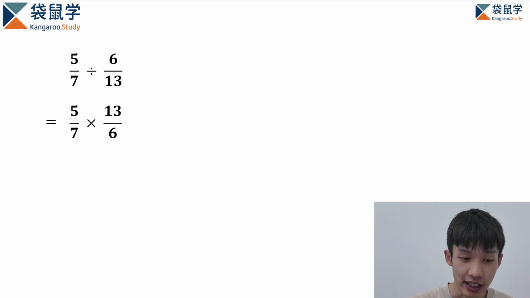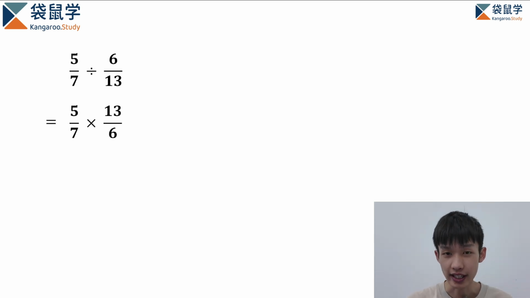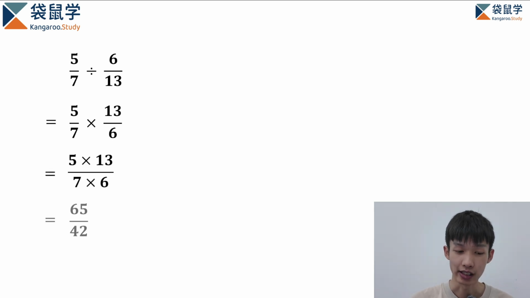So dividing by 6 over 13 should be equivalent to times 13 over 6. And the next step is to multiply. Multiply together, and eventually we get 65 over 42.